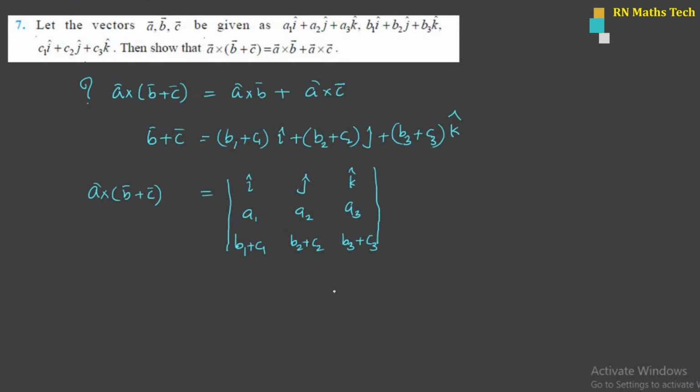Now see, using the property of determinants, third row is the sum of two terms, so this determinant can be expressed as sum of two determinants.